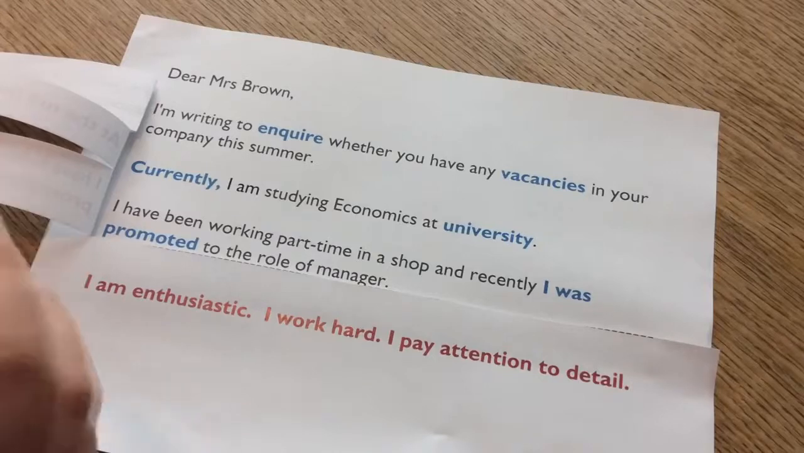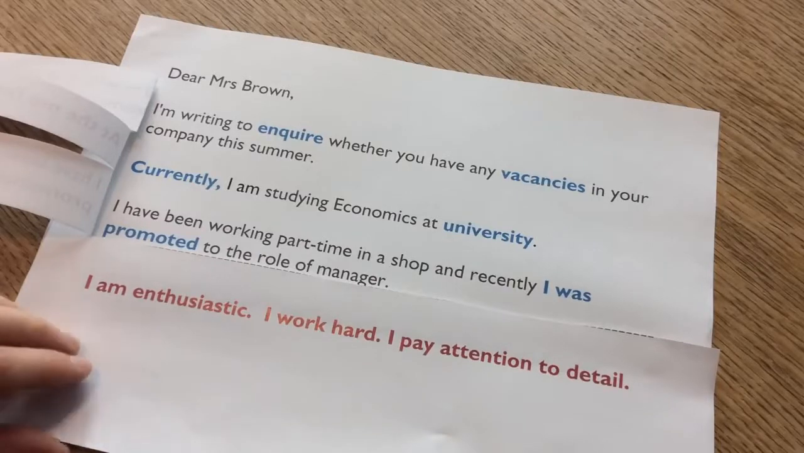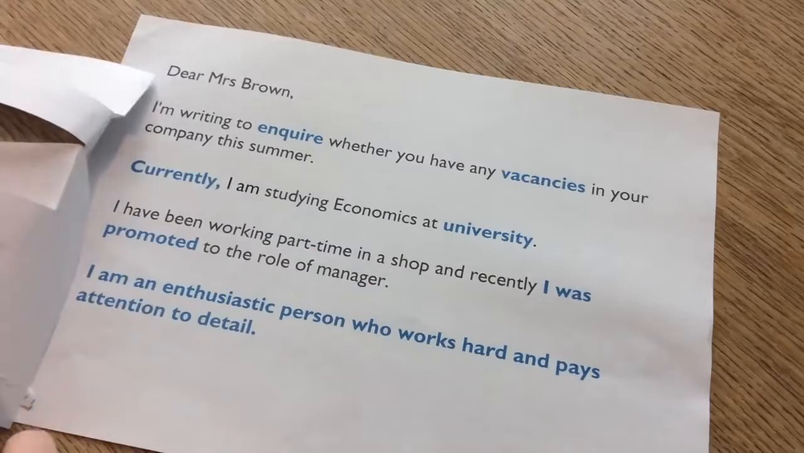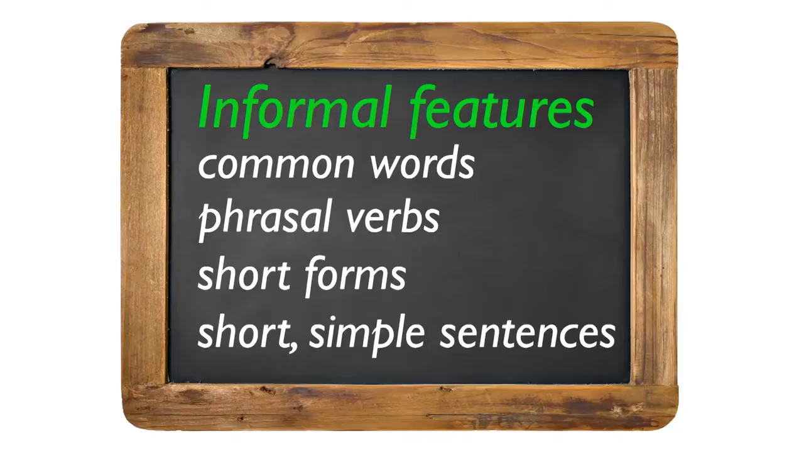more complex structures. Take a look at this one. Here we have 3 short, simple sentences, and this is fine in informal English, but in formal English, it's better to use a complex structure. We can do this by adding relative pronouns or linkers. For example, I'm an enthusiastic person who works hard and pays attention to detail.